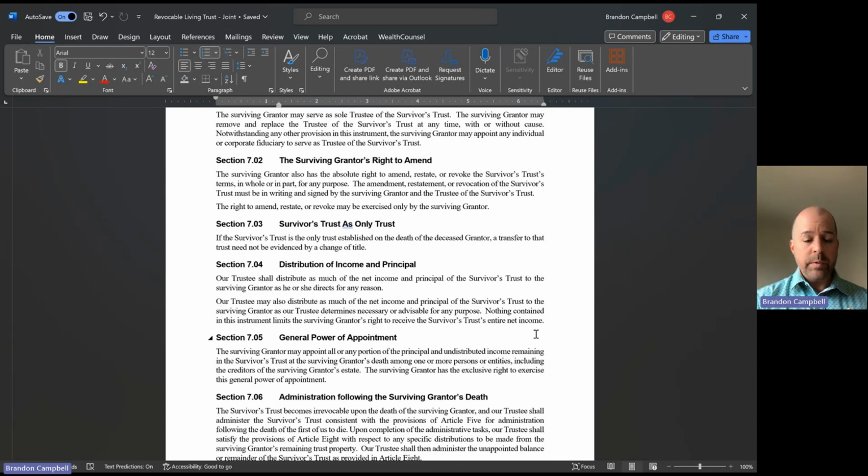Distribution of income and principal. Essentially, for the rest of your life, survivor, you can do anything you want. You have access to all of the income. You have access to all of the principal and the assets.